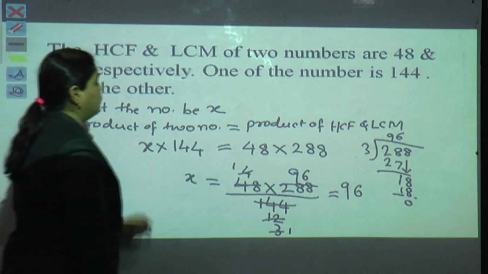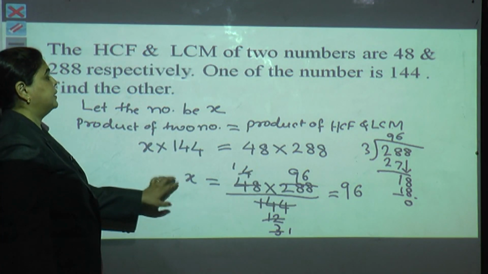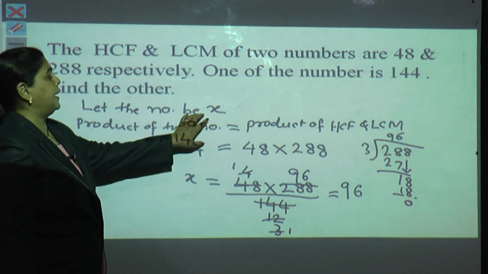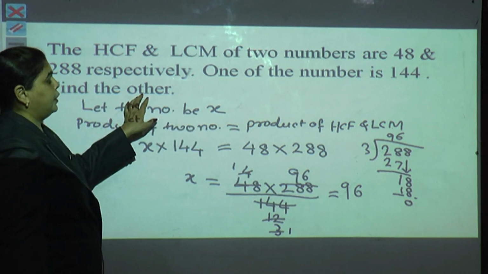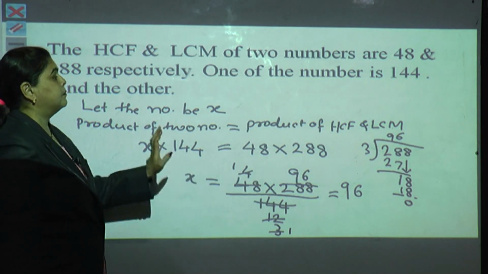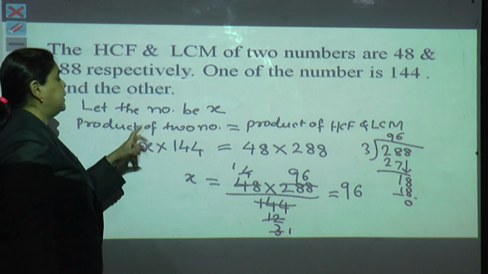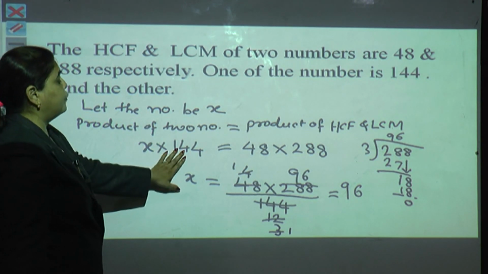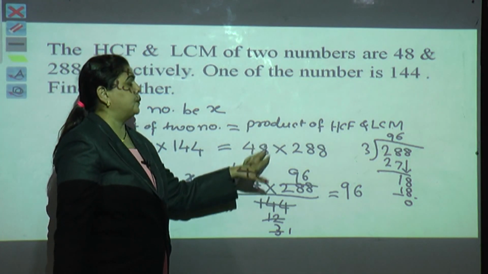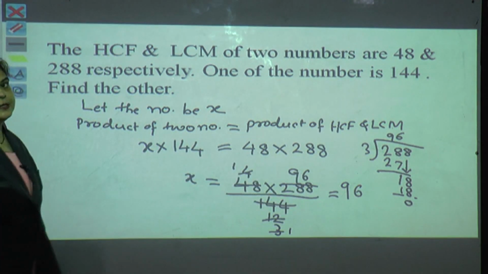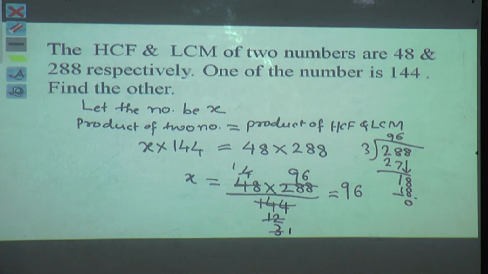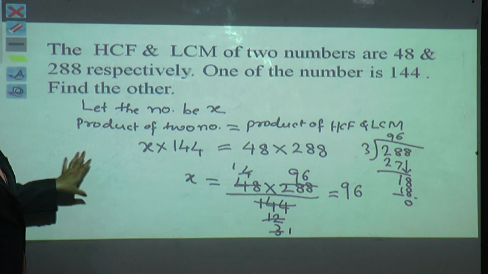So what is x? X is the number we had to find out. The value of x is 96. That is the other number, 96, and 144, whose product is equal to the product of HCF and LCM. This is the relation we found, given in the form of a story problem. In the previous class we did it in tabular form, which was very easy.